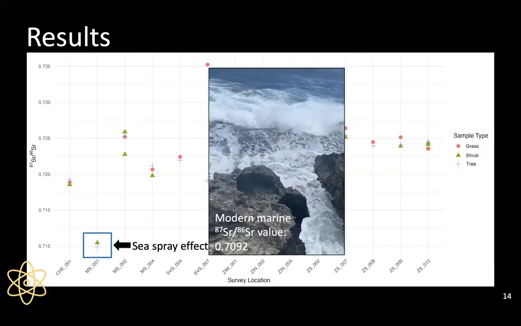A few outliers at MS1, which was the most coastal location and directly on the river delta, we have a mean of 0.71017, which I firmly believe is heavily affected by sea spray. The mean modern marine strontium value is 0.7092, which means that it is less than one thousandth of a point different than our own average value.